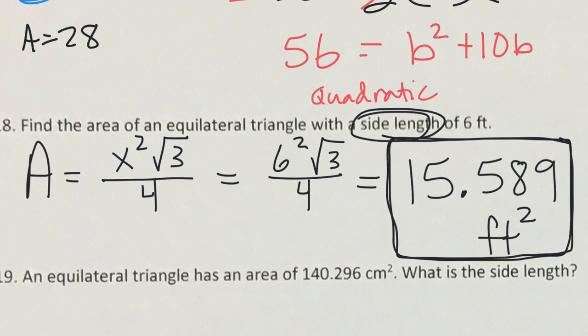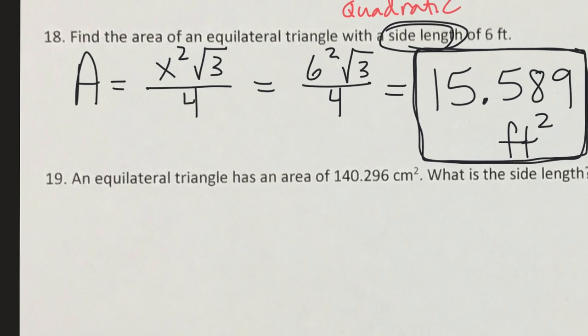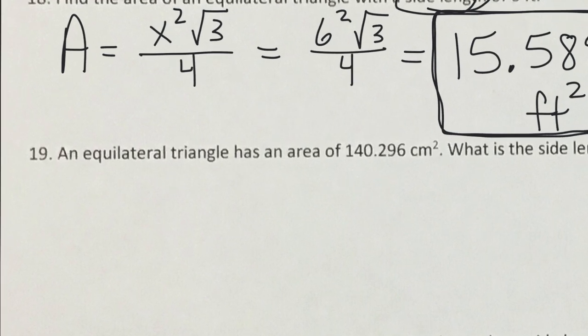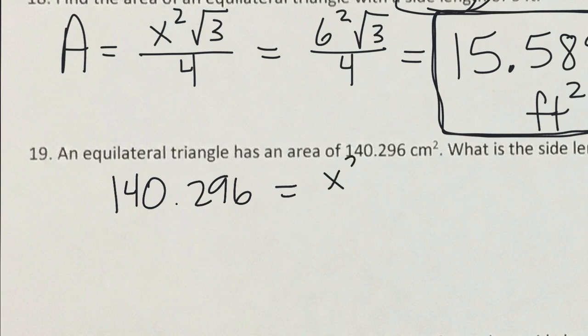Okay, this formula is very powerful. It can help us on number 19. An equilateral triangle has an area. So now we know that the area is 140.296. We set it equal to the formula for an equilateral triangle, and now we do algebra. The first step is multiplying both sides by 4.